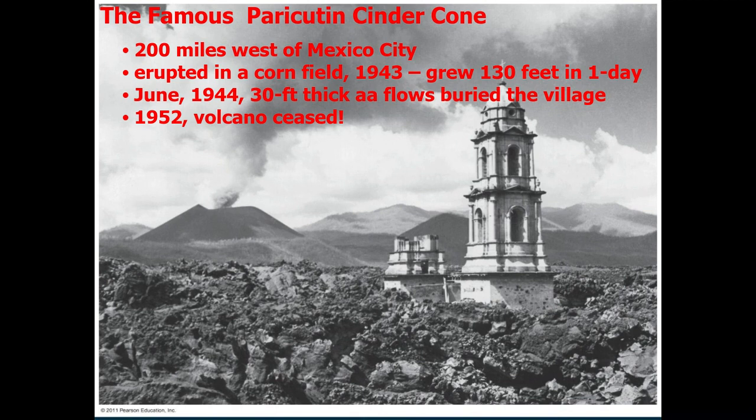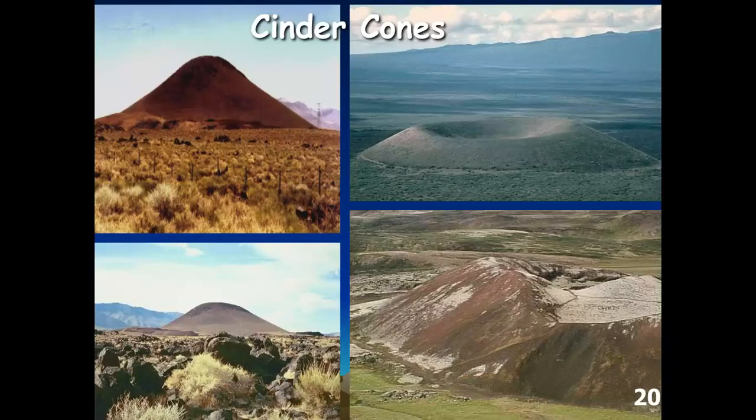And then by 1952, the volcano just ceased. And it completely changed the landscape, changed the living accommodations of the village, and so forth. Basically, in one day and during that 44 to 52 time duration. And so again, if you look at the slide, you can see the cinder cone in the background right here. Cinder cone, and of course, I believe this is a steeple of a church within the village. And there it is, the Paricutin Cinder Cone, if I'm pronouncing it correctly.